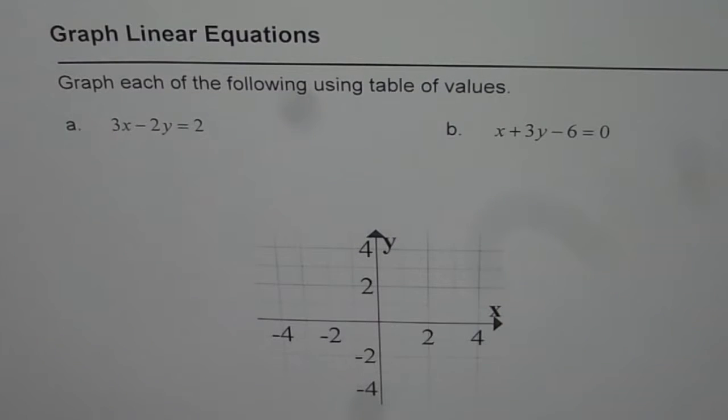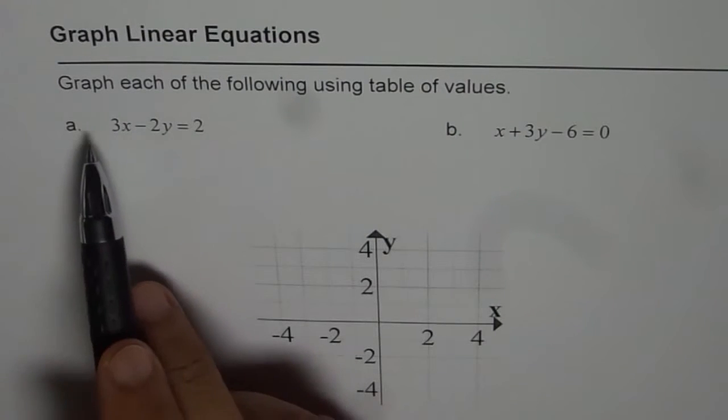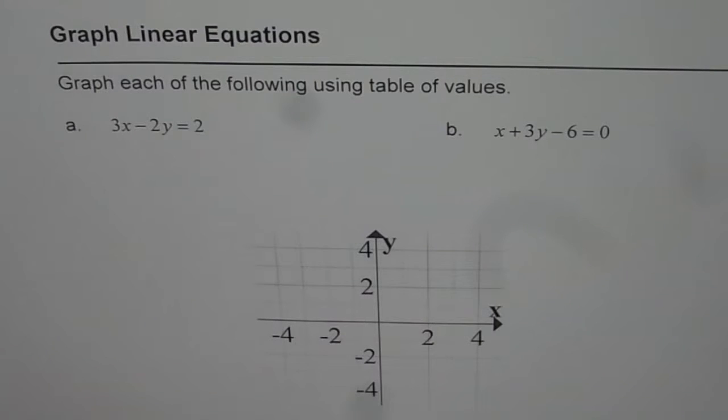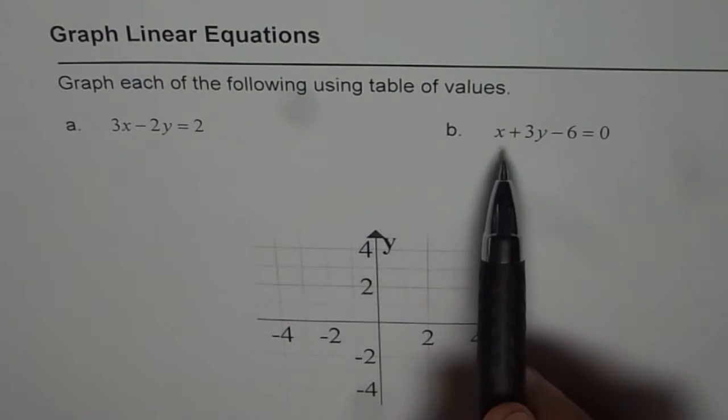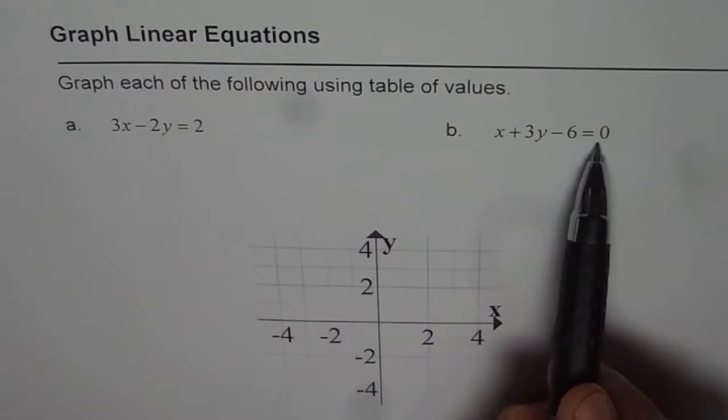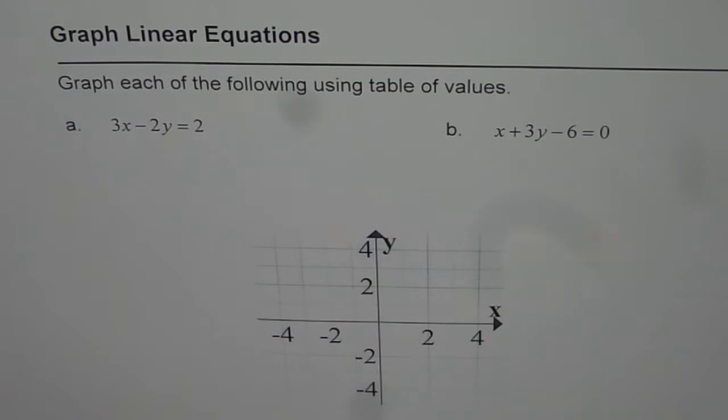Let us continue with our exercise on graphing linear equations. Here is an interesting question. We need to graph each of the following using table of values. Equations given to us are 3x minus 2y equals 2 and x plus 3y minus 6 equals 0. Tell me, how are you going to graph these two linear equations? You can pause the video, do the needful, and then check with my answer.